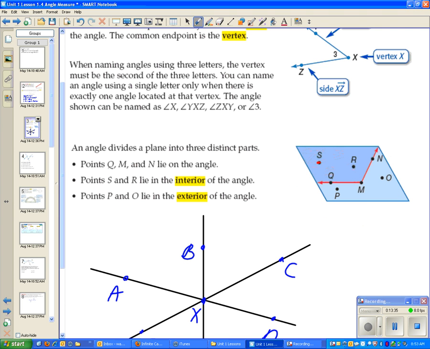Points S and R are in the interior. Points O and P are in the exterior. And then the other choice is on the angle. N is on the angle. M is on the angle. Q is on the angle. Okay? All right.